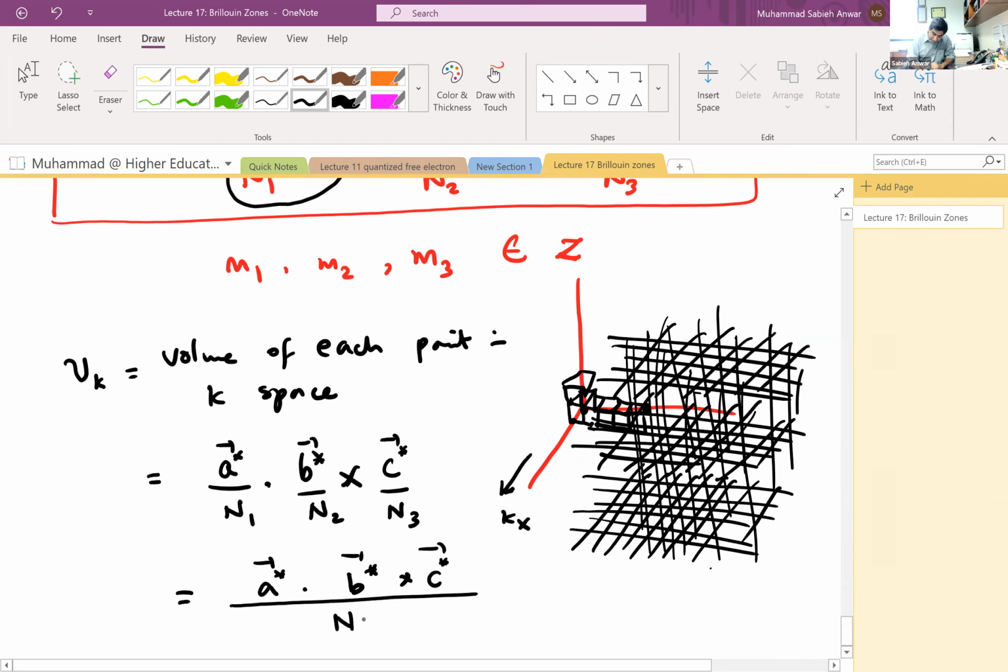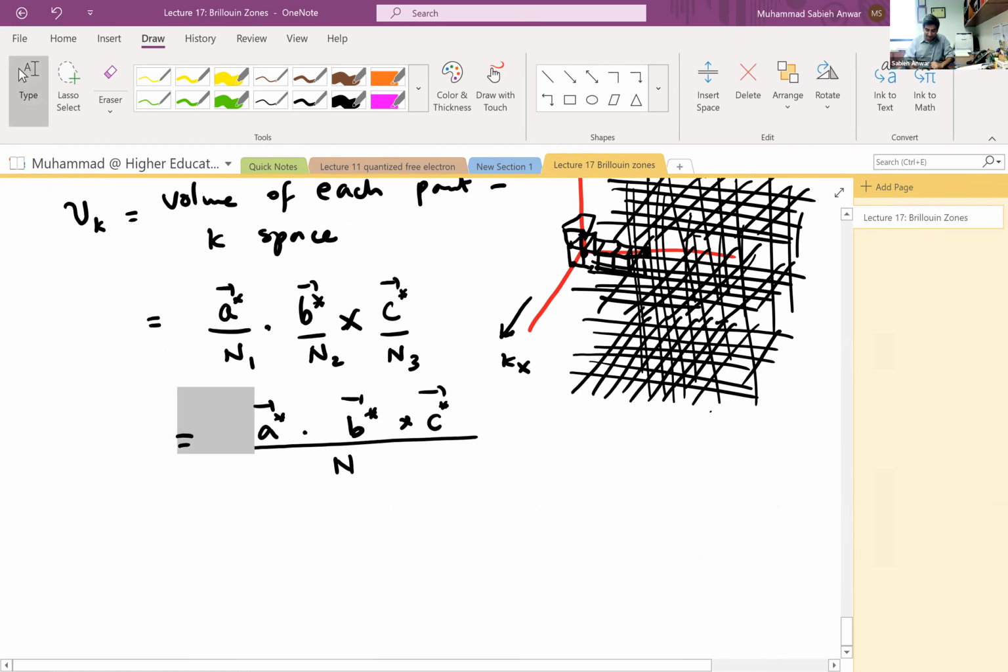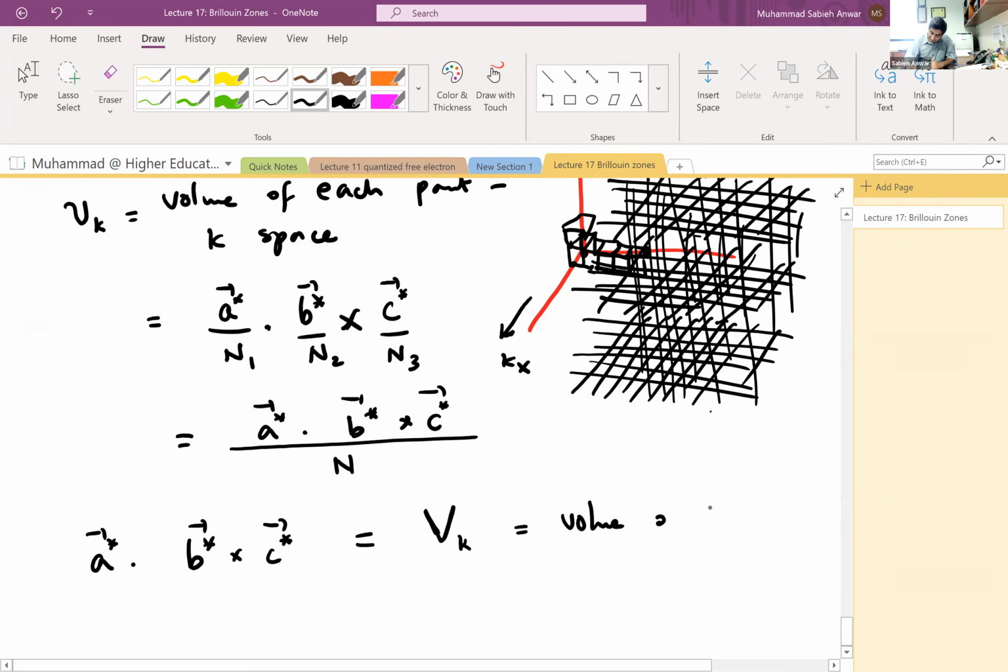N is the total number of unit cells in the real space. So it depends upon how large the volume is. The larger the size of the solid, the larger will be N. But a star dotted with b star crossed with c star is just the volume of the unit cell in the reciprocal space. So it's the volume of the first Brillouin zone.